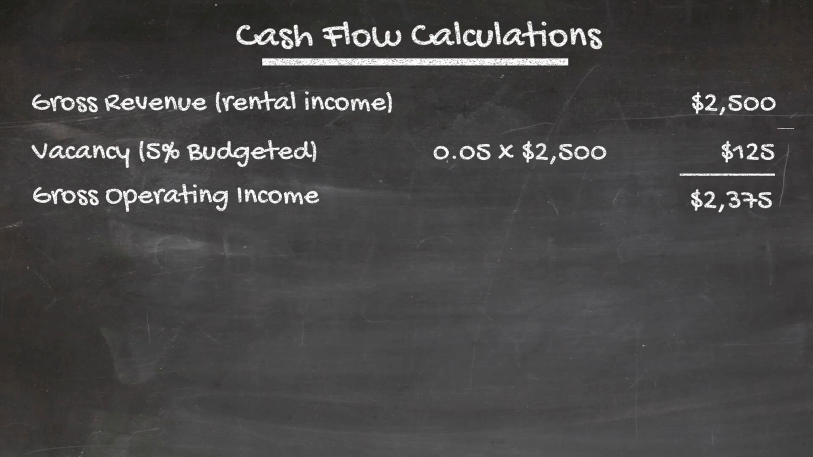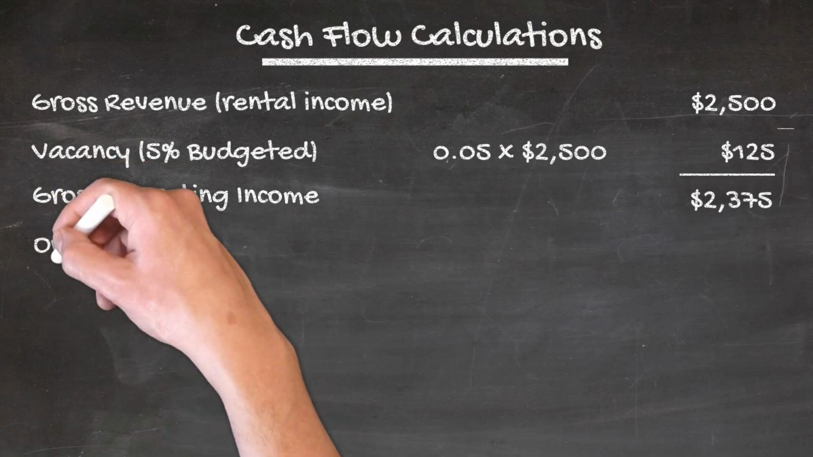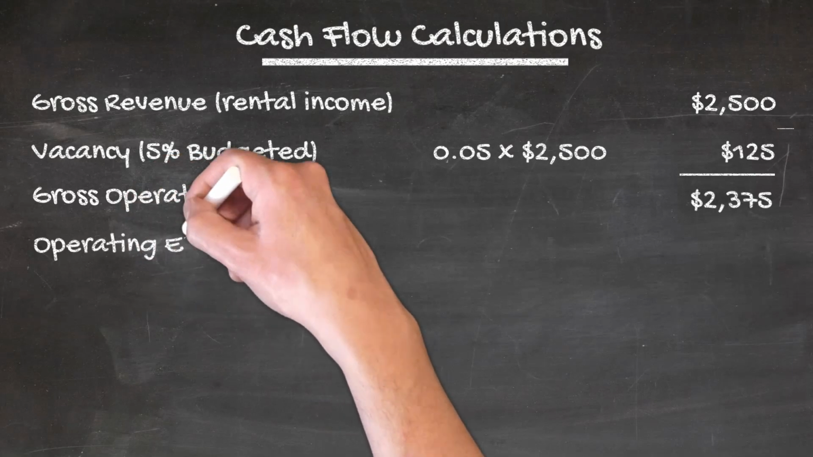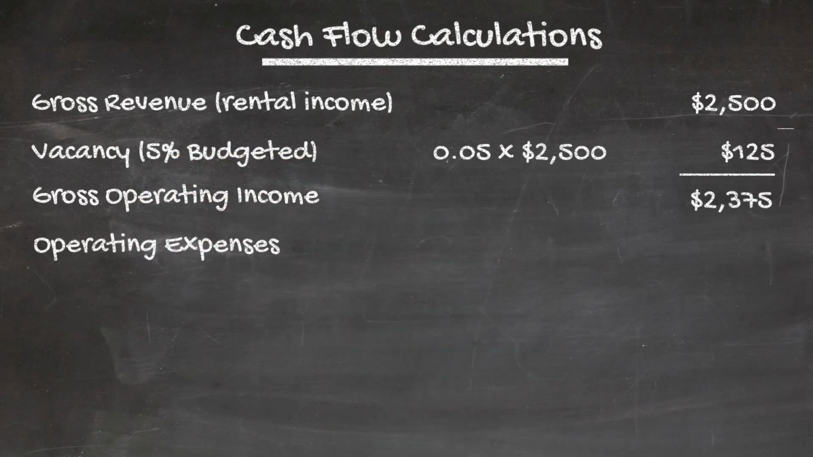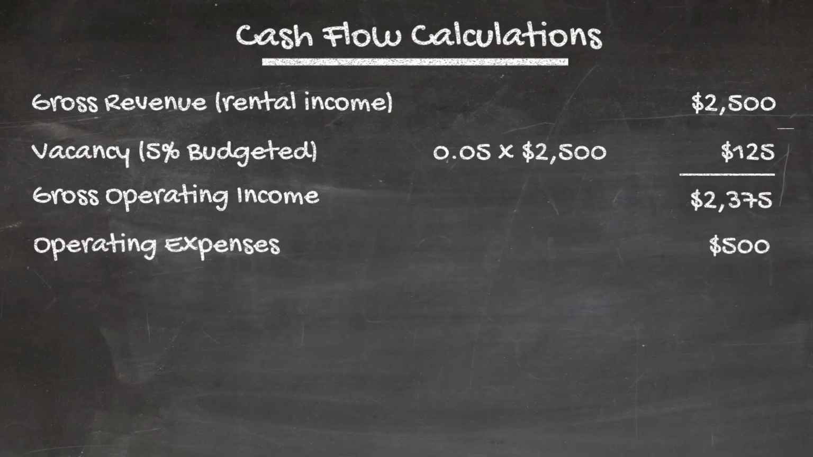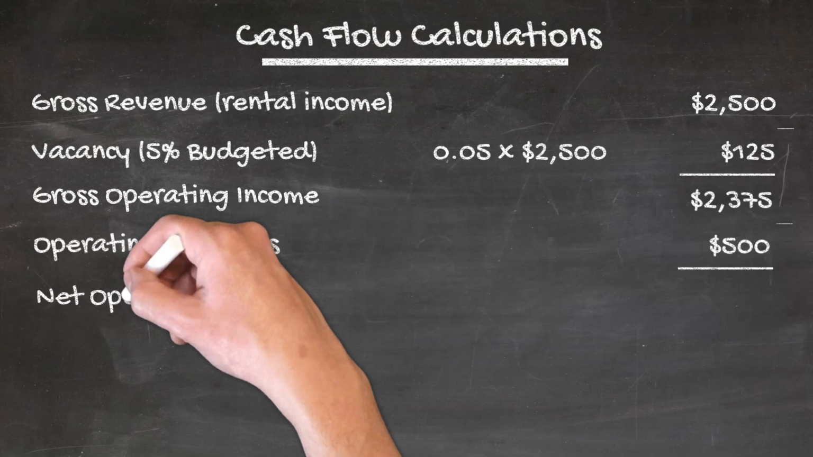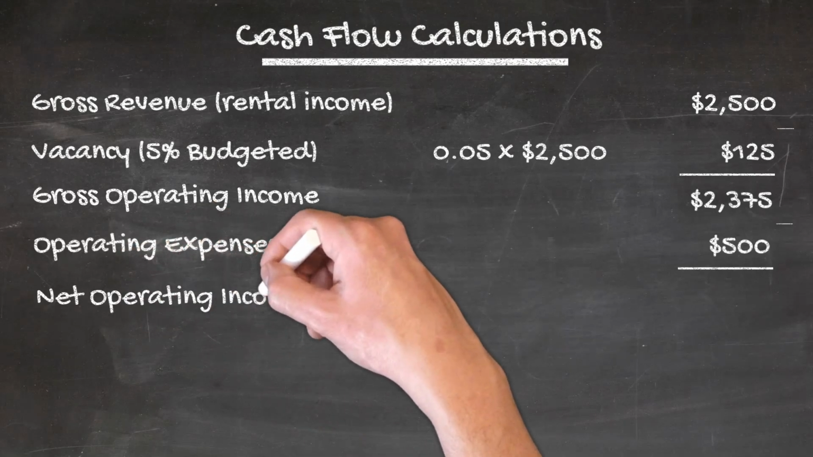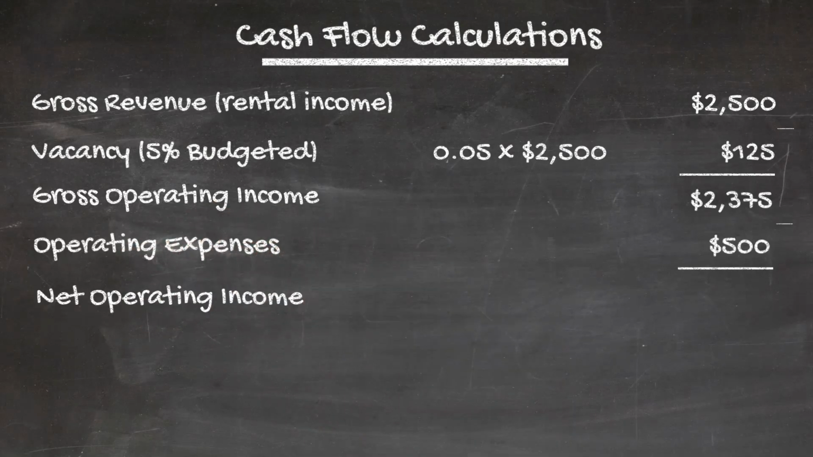Now, owning a property isn't all about collecting rent. You have expenses too. These are called operating expenses. This includes money spent on repairs, maintenance, tax, insurance, and even a property manager. Let's say these add up to $500 per month. Once you subtract these expenses from your gross operating income, you get what's called net operating income. So, in our example, we would need to subtract $500 from $2,375, which equals $1,875. This is the money you actually make before paying off any loans.